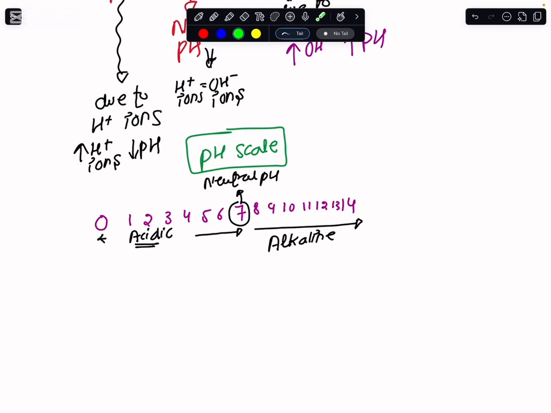You may have learned in your chemistry that the pH is determined with the help of the pH scale, which has a value ranging from 0 and at max comes to 14. From 0 to 7, we have the acidic pH. From 7 to 14, we have the alkaline pH. And as we move toward the 14th value, the number of OH negative ions is increasing.